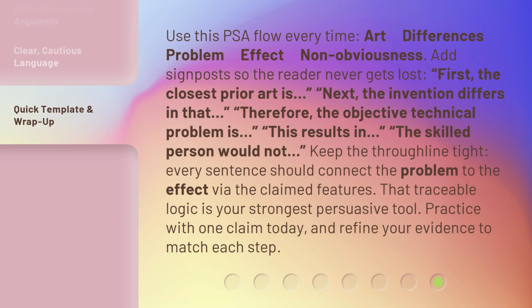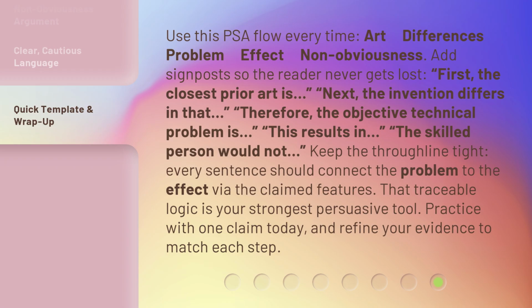First, the closest prior art is. Next, the invention differs in that. Therefore, the objective technical problem is. This results in. The skilled person would not.